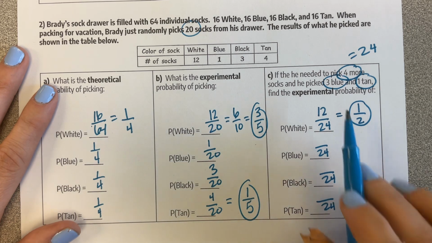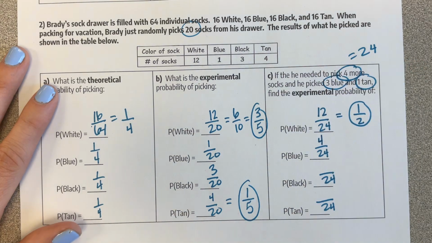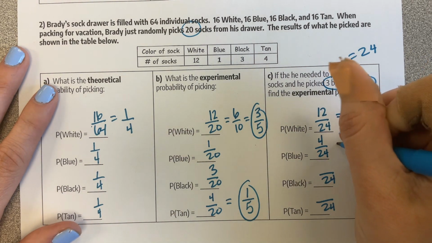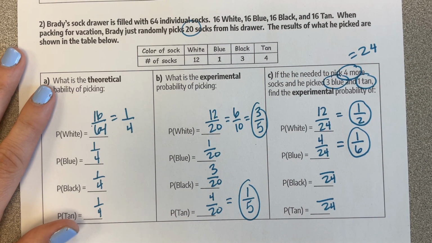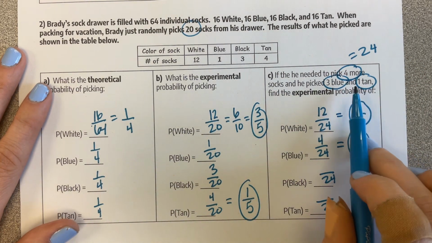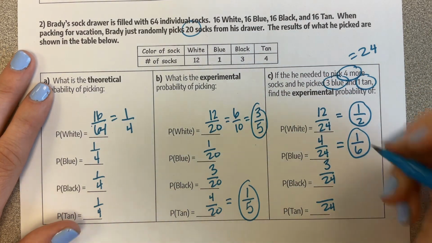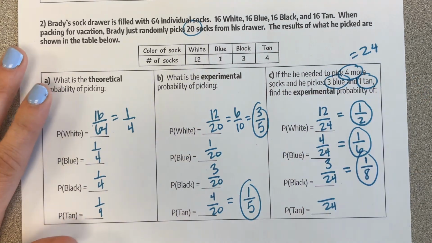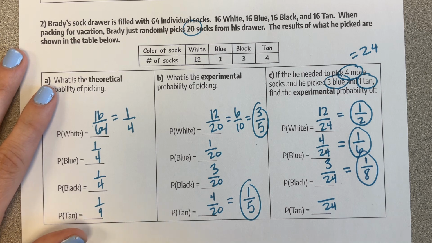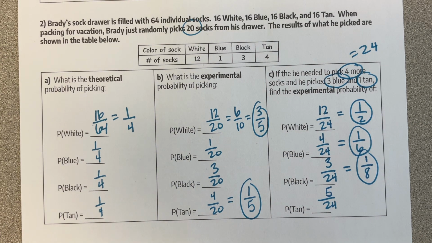For blue, he picks 3 blue. So we originally had 1. We have 3 more now for a total of 4. 4 and 24 divide by 4 to become 1/6. For black, he didn't pick any more black. We had 3 blue and 1 tan. So black is staying the same. 3 out of 24. 3 and 24 divide by 3 to become 1/8. For tan, 4 is what he originally had. We had 1 more tan for a total of 5. And that's just going to stay 5/24.